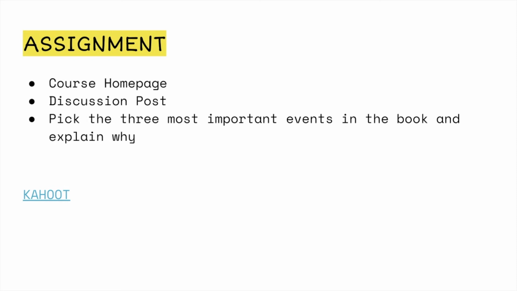So again, we do have an assignment on the course homepage. It is a discussion post. You're going to be picking your three most important events that have happened in the book so far, and then you're going to explain why you think those three are the most important. Try to put the events in chronological order. Write at least 3 sentences and pull evidence from the book. Right, pull text from the book.